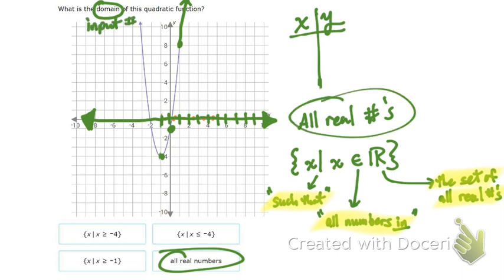Now, when you're thinking about domain, don't forget, those are the input numbers. Those are the x values. Those are the numbers that you would plug into a function. And when you're thinking about it like that, you ask, what number can I not plug in? There's none. You can plug in all the real numbers. So that's why the domain for quadratic functions is always all real numbers.